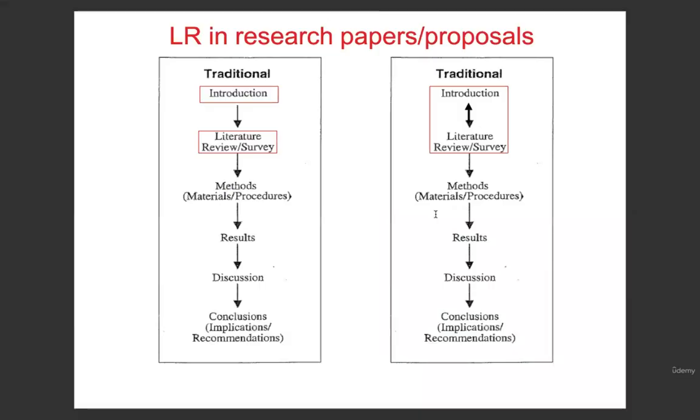In research papers or research proposals, we can write the literature review in two ways. One of them is giving the introduction, then giving the literature review as an extra section. Or in some papers, you can see the literature review is given under the introduction as well. So it is up to the journal that you're writing for, or up to your choice.